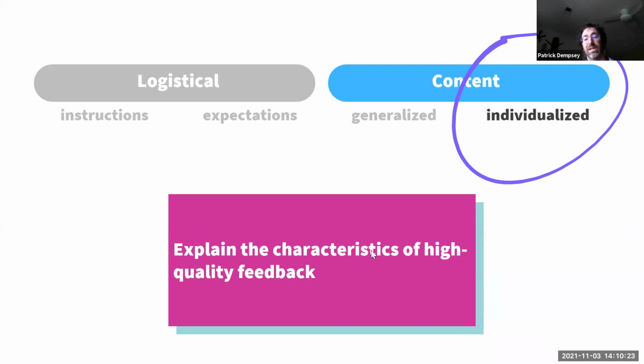Excellent. So it's really specific. It's actionable. It's encouraging. It's formative. Excellent. Love that word.